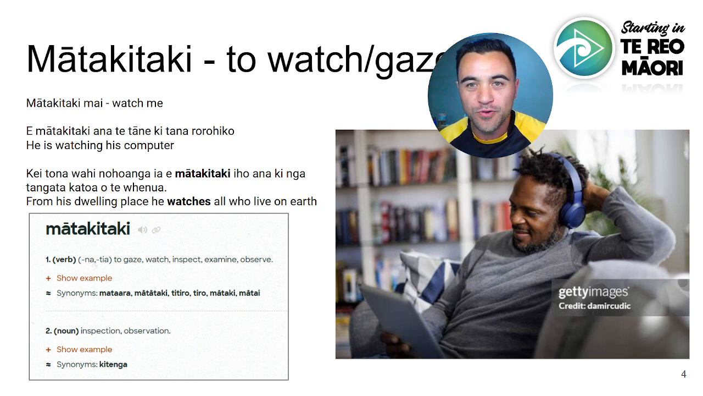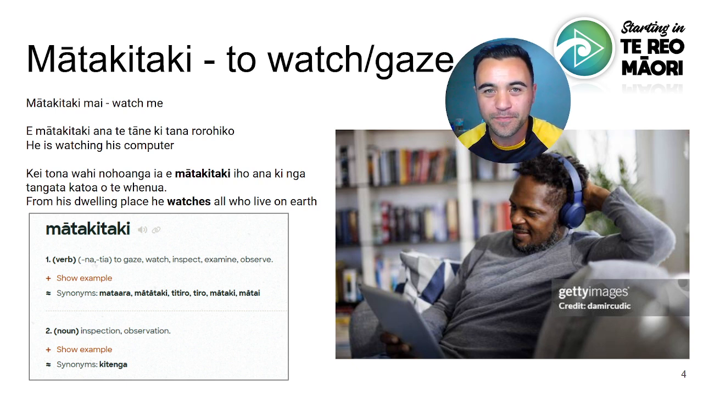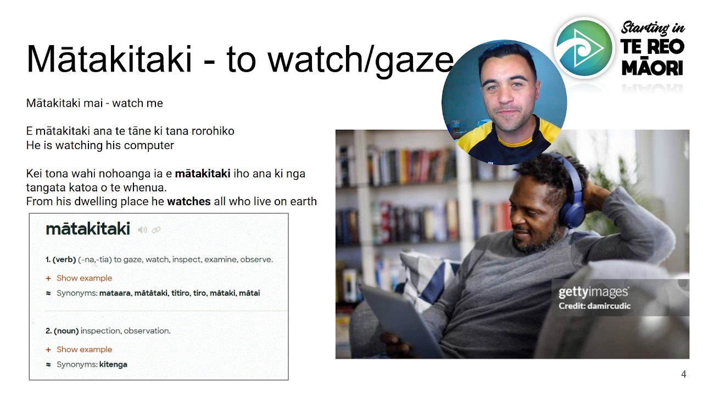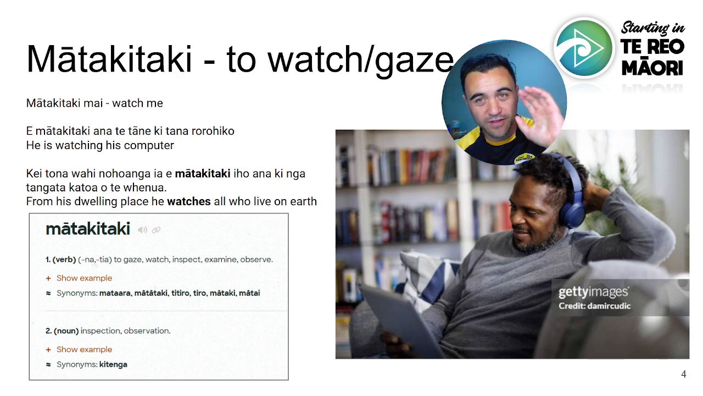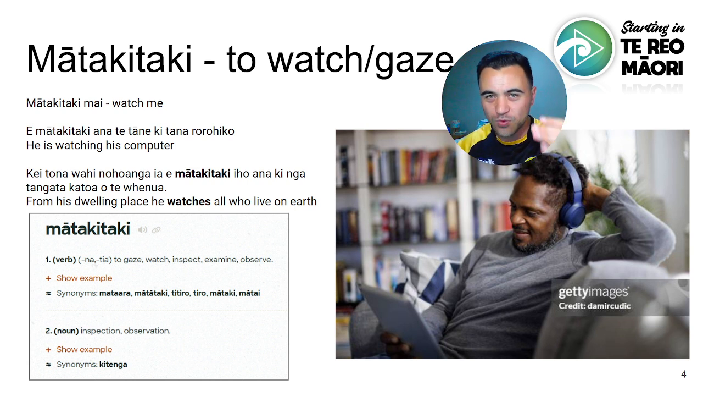The next one is mātakitaki. Now, for mātakitaki, we're using the definition here to gaze or to watch. In this case, our example here, you can probably even tell the difference between this gentleman looking at his iPad versus what those other two people were doing, where the father was saying, look over there. This guy, he's watching something. He's watching with intent. That's probably a good way to describe it. To mātakitaki is to watch with some sort of intent.